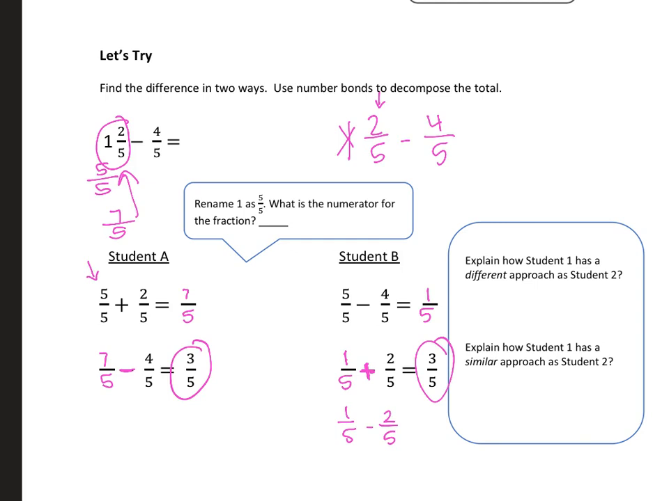All right, so it says explain how student 1 has a different approach than student 2. Okay, we kind of discussed that, right? Student A converted their 1 whole into 5/5, but then they made it into a fraction greater than 1 first, and then subtracted the 4/5. And then student B was similar, in that they both changed the 1 whole to 5/5. But student B said, actually, I'm going to take 4/5 away from my 1 whole first. Then I'm going to add what I have left back to this 2/5. All right, so either way, they still got the right answer. Whichever way makes more sense to you is completely fine.